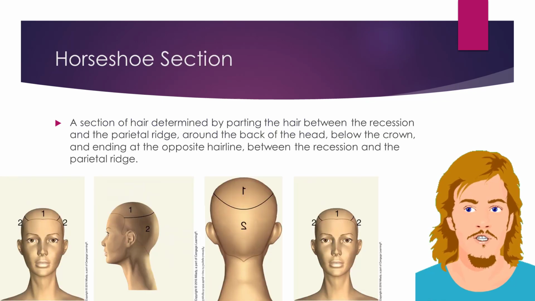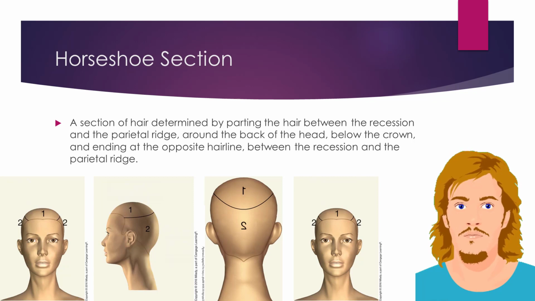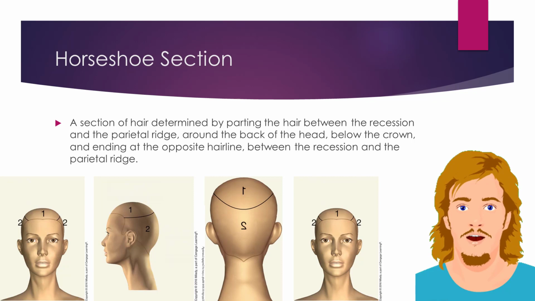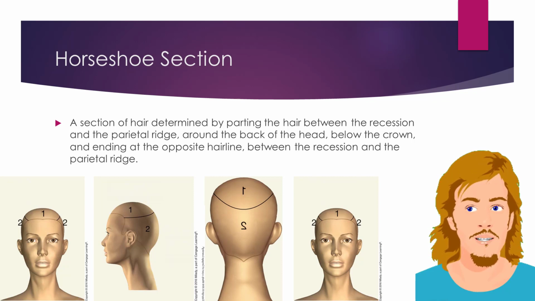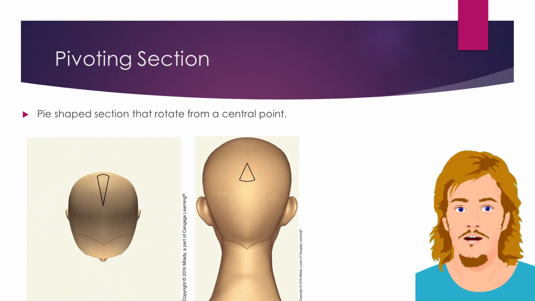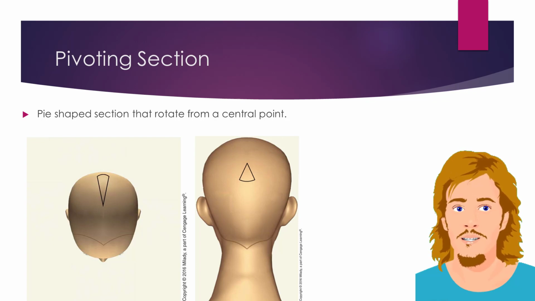A horseshoe section is a section of hair determined by parting the hair between the recession and the parietal ridge, around the back of the head, below the crown, and ending at the opposite hairline between the recession and the parietal ridge. A pivoting section is a pie-shaped section that rotates from a centralized point. Generally, this sectioning technique is used in the apex and crown areas of the head.